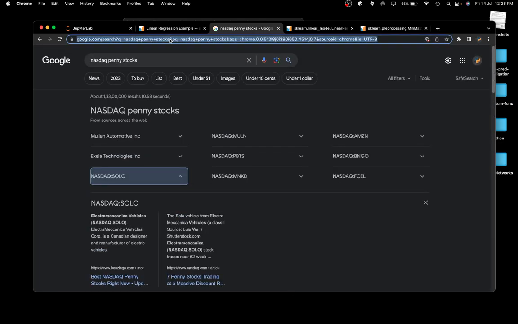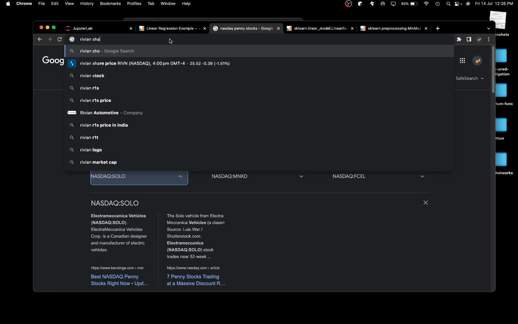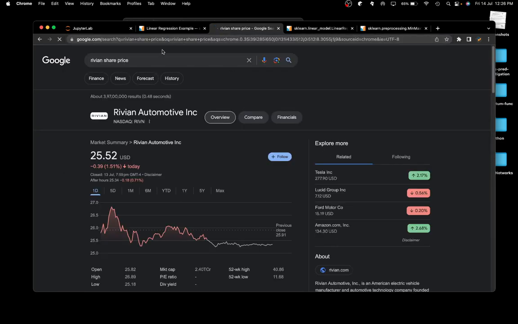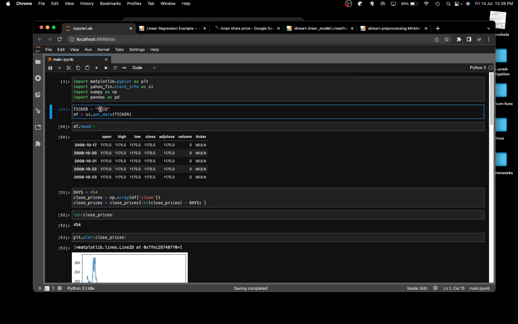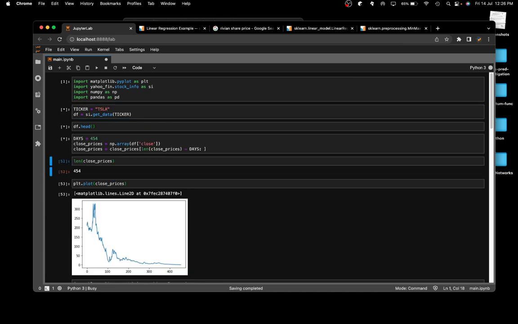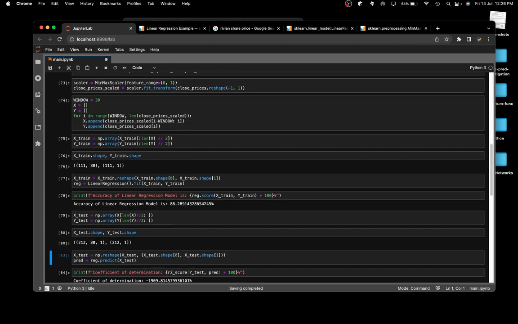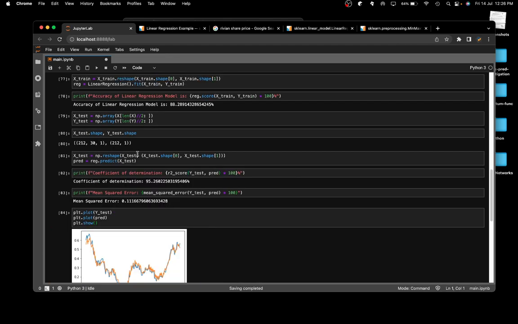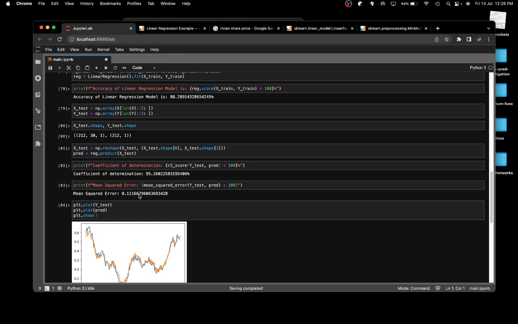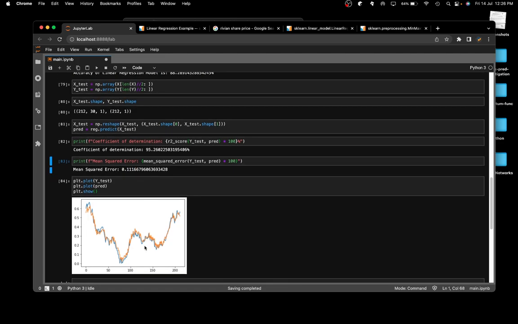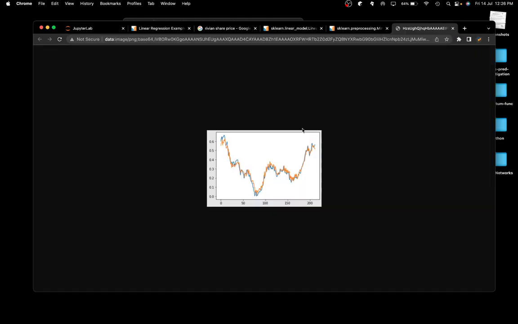Alright, I know that Rivian could be a good one. Rivian share price. Actually, let's try Tesla. Tesla has been super volatile, and I think Tesla and Nvidia could be good companies for what we are trying to figure out. So you can see that the mean square error is 0.11, and the coefficient of determination is 95%, which means that the movements are dependent. But let me actually show you something.